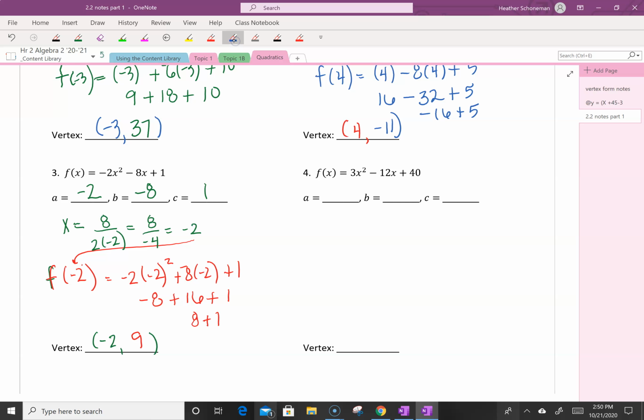For the next one, my a is 3. My b is negative 12, and my c is 40. So when I plug that in to find the x, the opposite of b is positive 12.